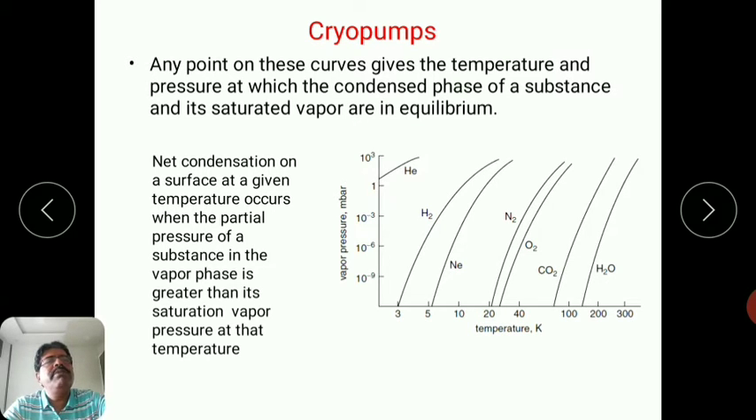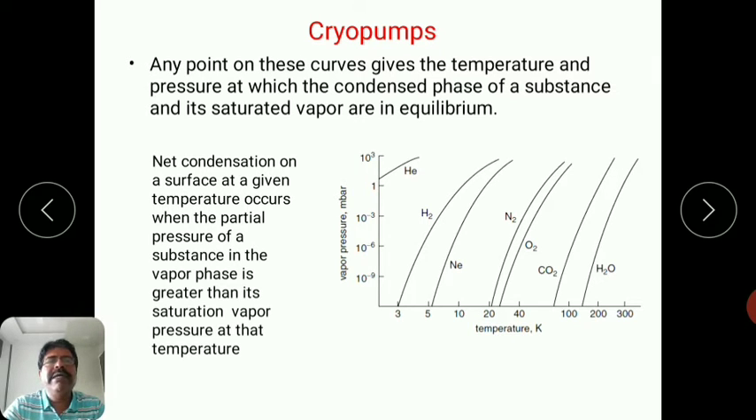On this particular curve, any point gives the temperature and corresponding pressure at which the condensed phase of a substance and its saturated vapor are in equilibrium.